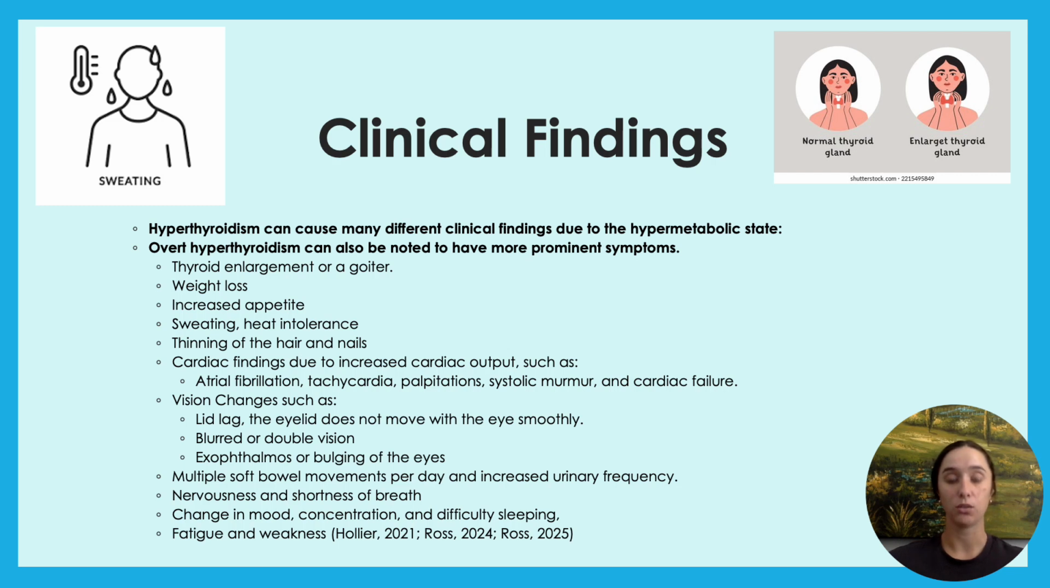Hyperthyroidism can cause many different clinical findings due to the hypermetabolic state. Overt hyperthyroidism can also be noted to have more prominent symptoms than mild hyperthyroidism. Some common clinical findings are a thyroid enlargement or goiter, weight loss, increased appetite, sweating or heat intolerance, thinning of your hair and nails, cardiac findings due to increased cardiac output, which are AFib, tachycardia, palpitations, systolic murmur, and cardiac failure. You can also note vision changes such as lid lag, where the eyelid doesn't smoothly follow eye movement, blurred or double vision, and then exophthalmos or bulging of the eyes.